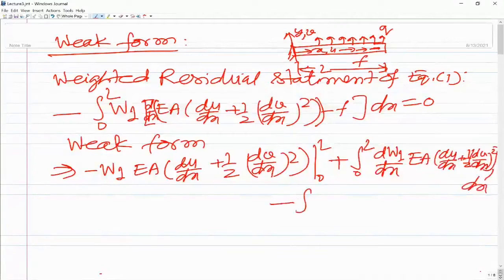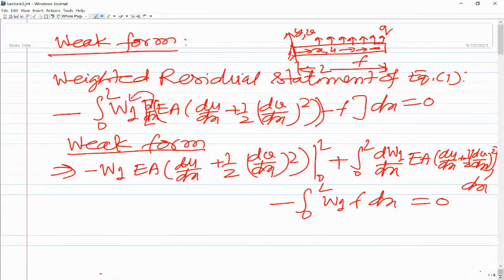And then we will have minus integration 0 to L w1 f dx is equal to 0. So this is the weak form of the first equation, which is straightforward. Because the highest order derivative of u here is second, we distribute the derivative from here to here in the integral term. So whatever we get is the weak form, and now the derivatives of u and w1 are the same, so we stop the integration by parts here.